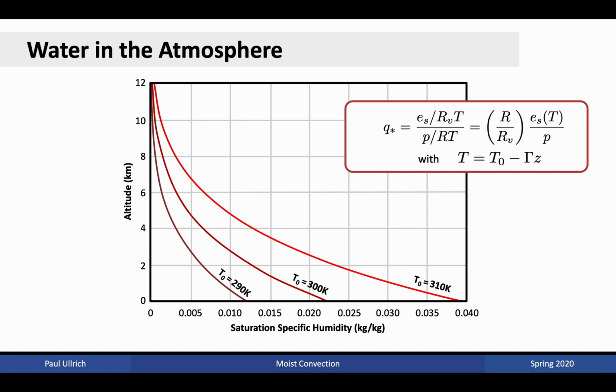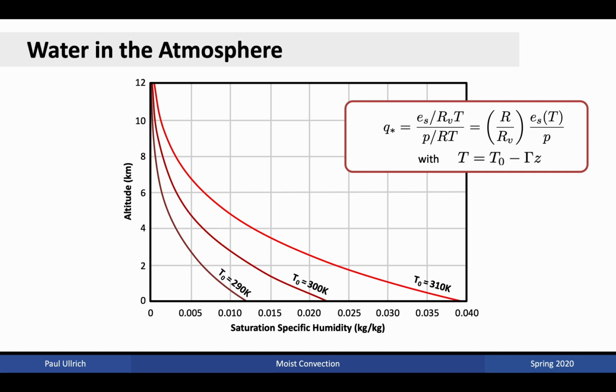So, on the right-hand side here, we have a surface temperature of 310 Kelvin. The middle line shows a temperature of 300 Kelvin, and the leftmost line shows a curve associated with 290 Kelvin. Altitude goes up the y-axis, and the saturation-specific humidity, here given in kilograms per kilogram, is shown along the x-axis.